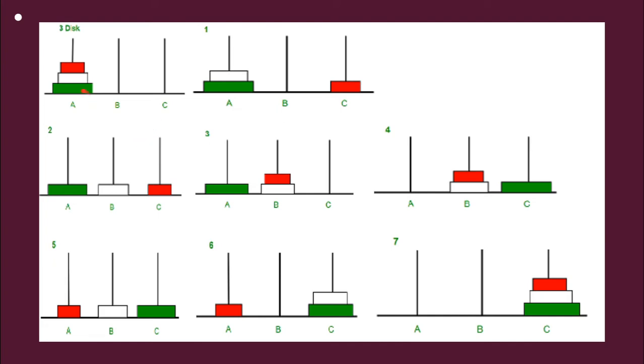Here are the 3 rods A, B and C, and we have 3 disks: the green, white and saffron colors. First, as the rule says, you have to move the top one, because we can move only from the top of the stack. So this is the top of the stack. Now you have to move this disk to the C position. This is done here. Now we have only the green and the white on rod A.